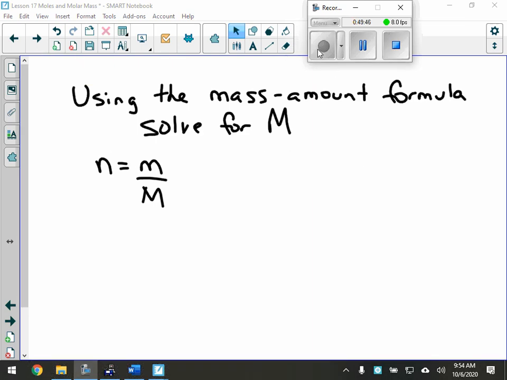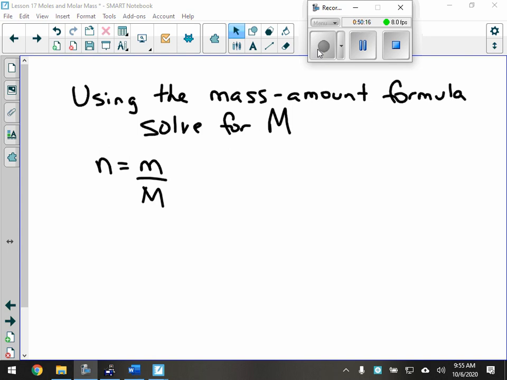We have to be able to solve for variables, right? So I just have this little quick question for you. By the way, this formula is called the mass amount formula, because it takes a mass and converts it to amount, or takes amount and converts it to mass. What if I asked you, what's the molar mass of this compound? Let's say I gave you the mass and the moles. I want you to rearrange this formula to solve for big M. Go.